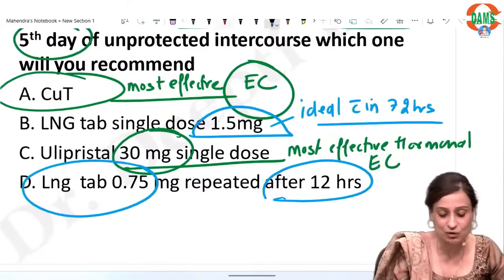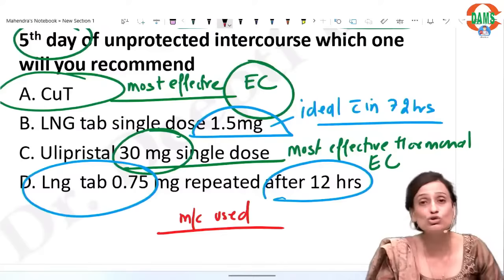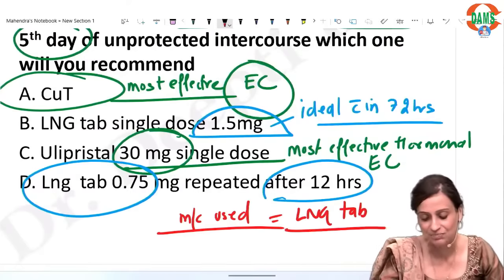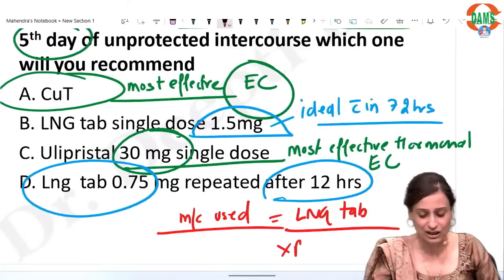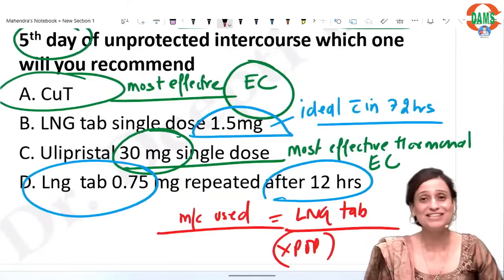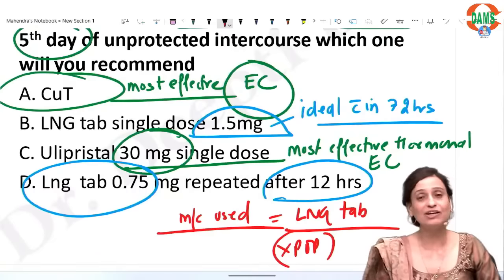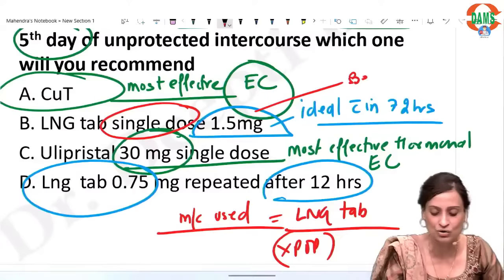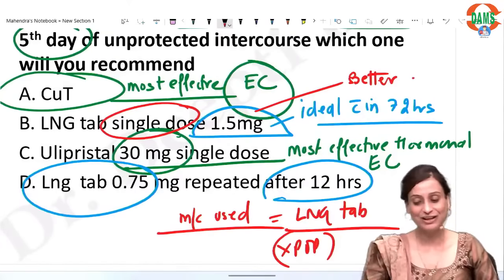Now, if I ask you which is the most commonly used emergency contraceptive, the most commonly used emergency contraceptive is LNG tab. This is not same as POP. Okay, LNG tab is not same as POP. The dose is very, very different. Also, a better method to take LNG tab is a single dose. So single dose is a better way of taking it than dividing the dose.